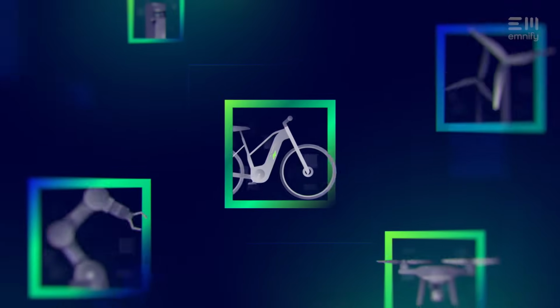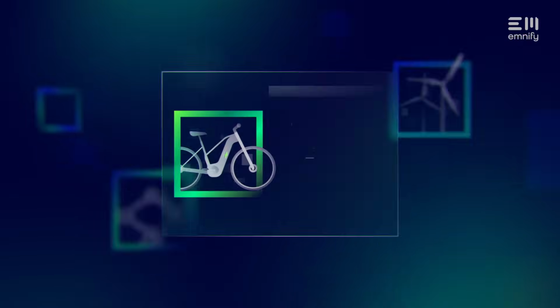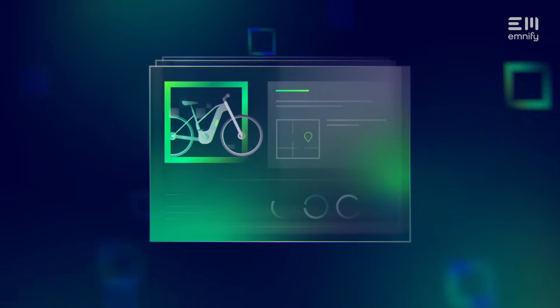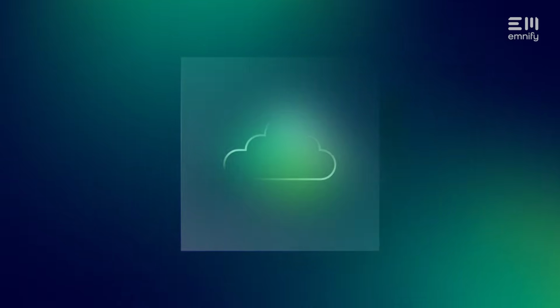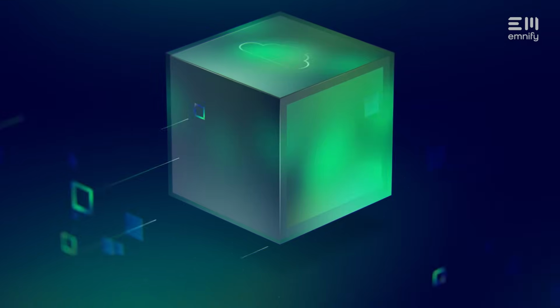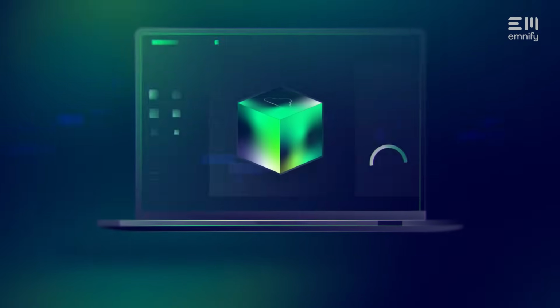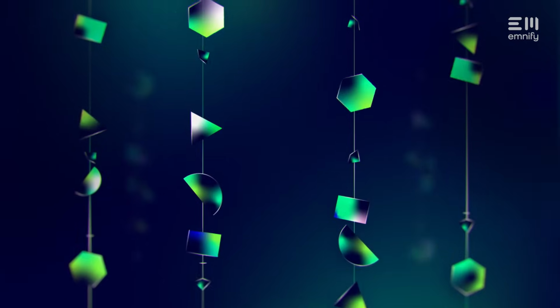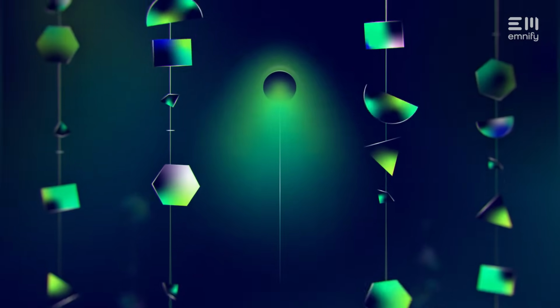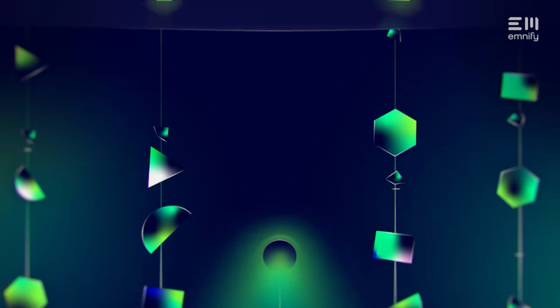Reap the benefits of IoT. Always know where your products are and if they are doing what they're supposed to. Plus, integrate your IoT devices smartly and securely into your cloud application. Building an IoT solution doesn't have to be a complicated or lengthy process.